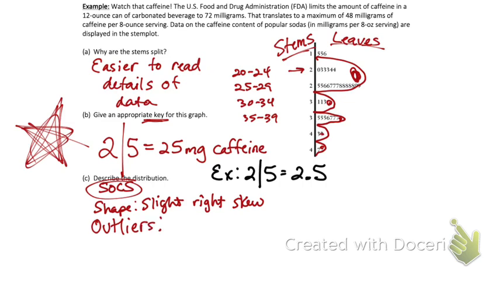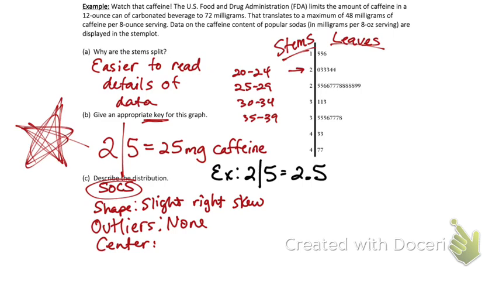Outliers. Do you see any data that is visually away from the rest of the data? No, not really. So there's none. Center. I told you that center can be either mean or median. Do you want to add all these numbers up and divide by the number of numbers? No, that's going to take forever. So let's just go find it, right?